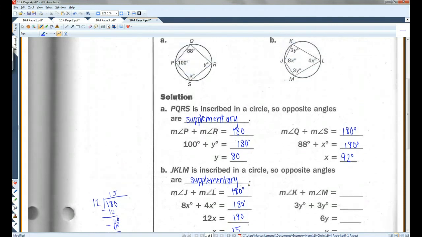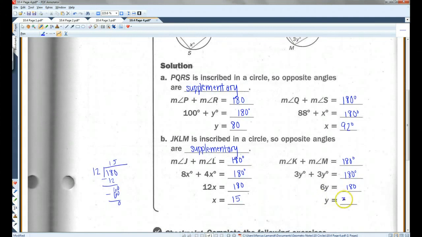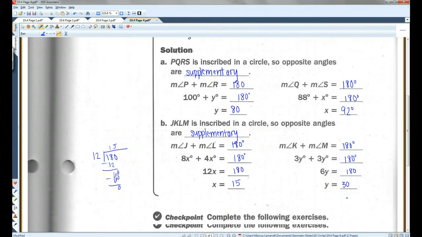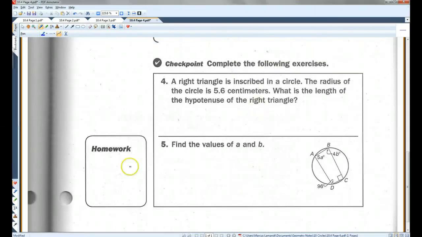Okay, angle K and angle M also add up to 180. 3y plus 3y equals 180. I'm going to divide both sides by 6. Y equals 30. Alright, and you guys can do the checkpoint. That's all.